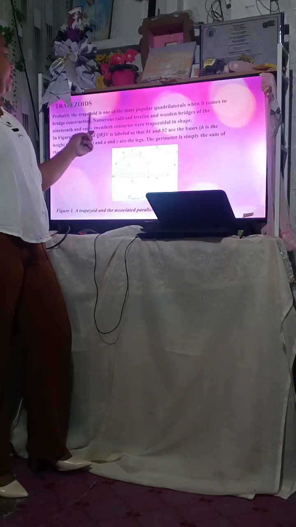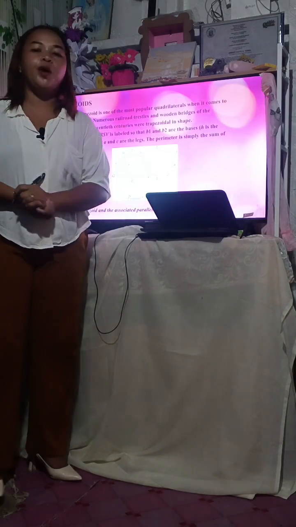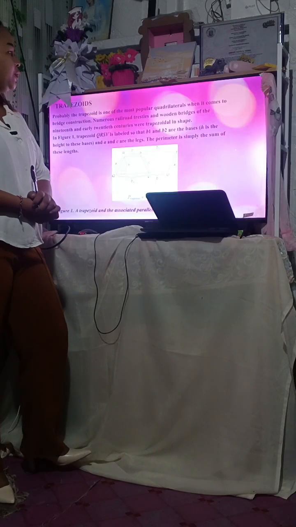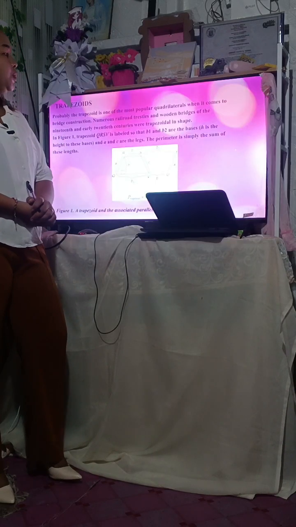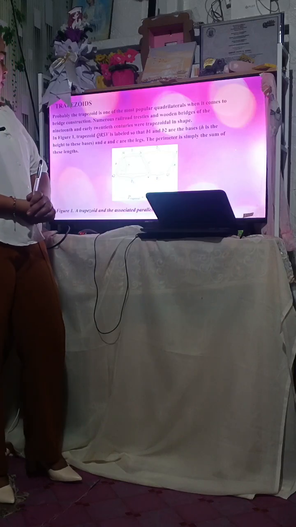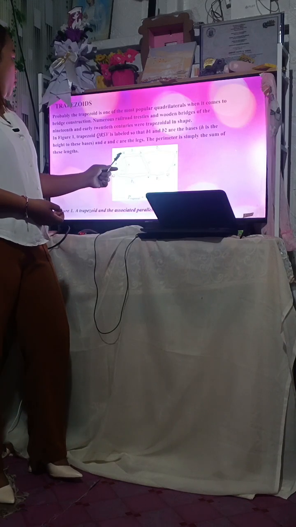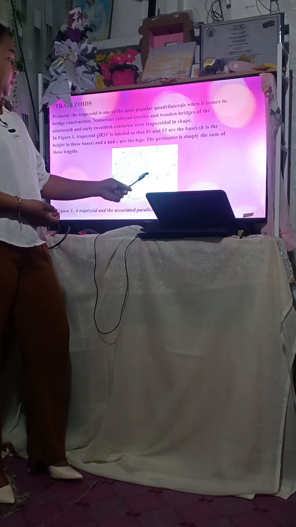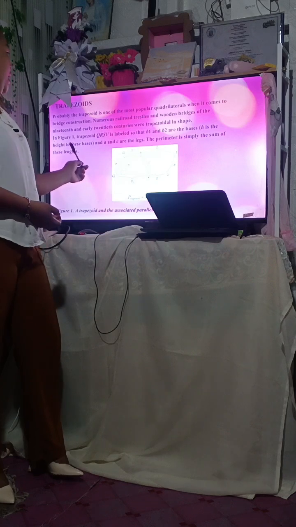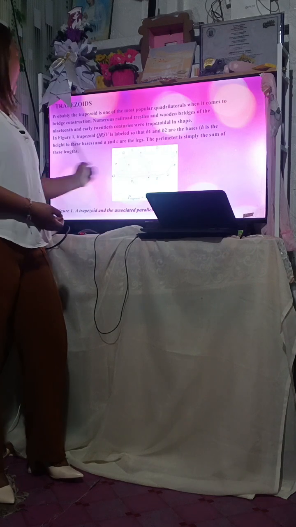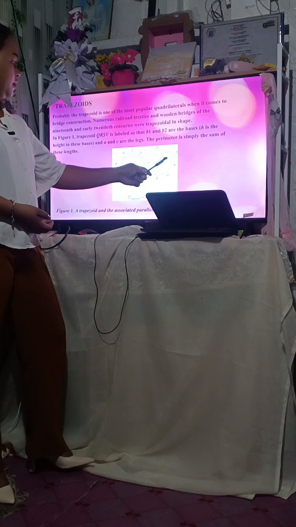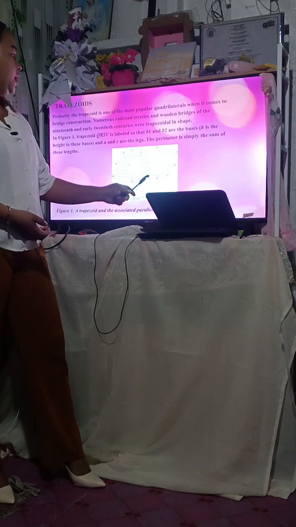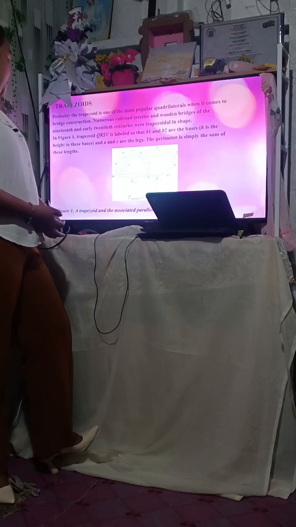So we have the next, the trapezoid. Probably the trapezoid is one of the most popular quadrilaterals when it comes to bridge construction. So numerous railroad trestles and wooden bridges of the 19th and early 20th century were trapezoid in shape. In figure 1, trapezoid QRSV is labeled so that B1 and B2 are the bases, and H is the height to these bases. So this is the height. And A and C are the legs. So the perimeter is simply the sum of these lengths.